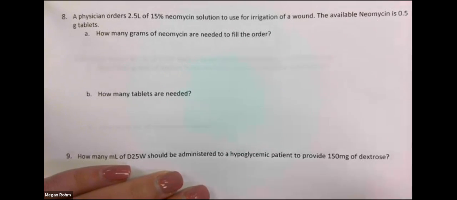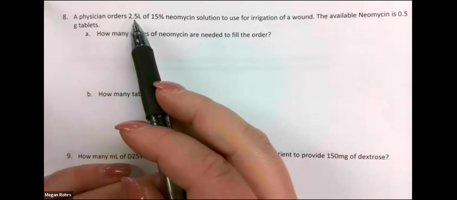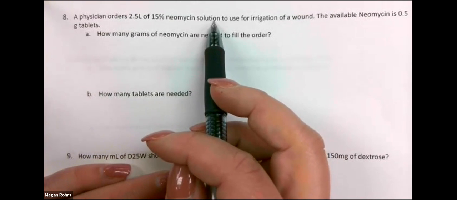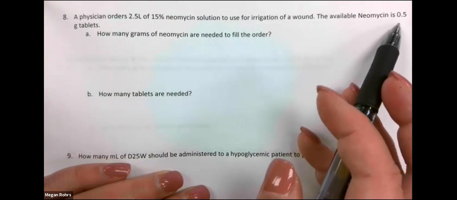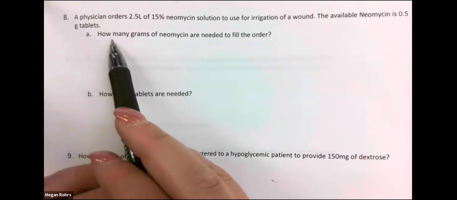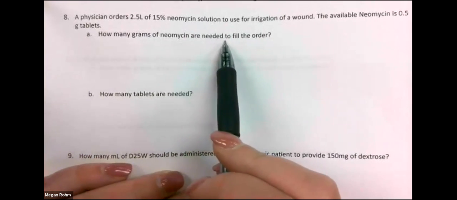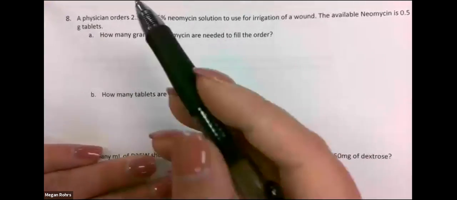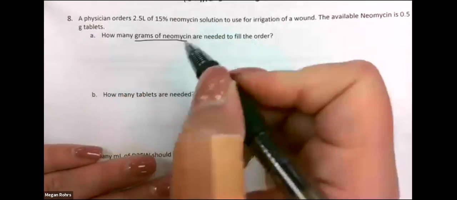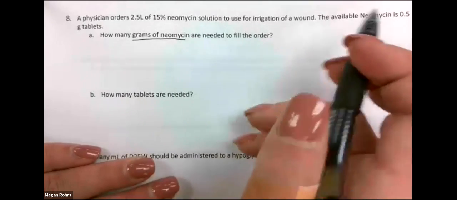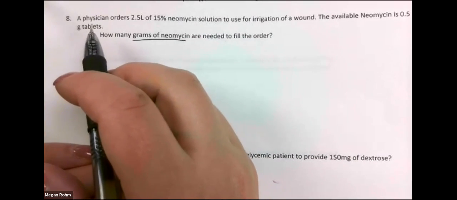Okay, number 8. A physician orders 2.5 liters of 15% neomycin solution. The available neomycin is 0.5 gram tablets. How many grams of neomycin are needed to fill the order? Well, all they're asking right now is for grams of neomycin. They're not asking us about tablets right now, so we really can ignore that.